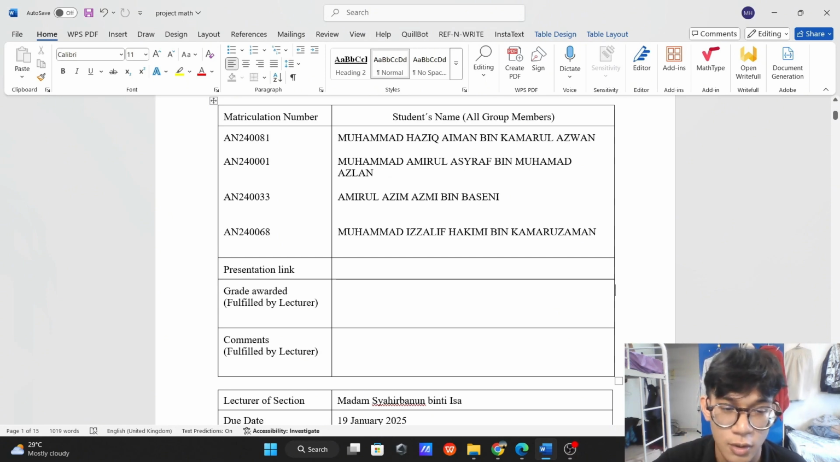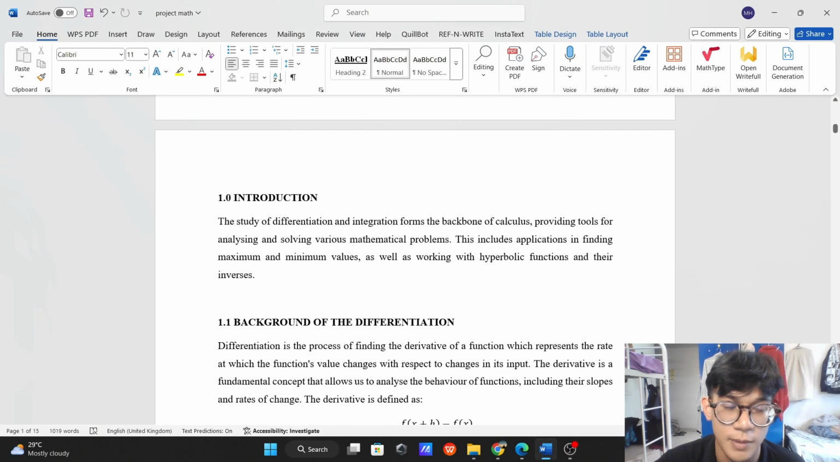So we will continue our presentation. For my part, I would like to explain about the introduction. First, the study of differentiation and integration forms the backbone of calculus, providing tools for analyzing and solving various mathematical problems. This includes application in finding maximum and minimum values, as well as working with hyperbolic functions and their inverse.